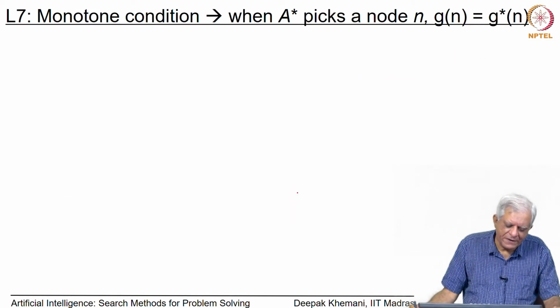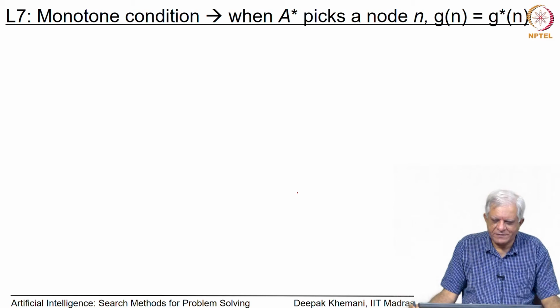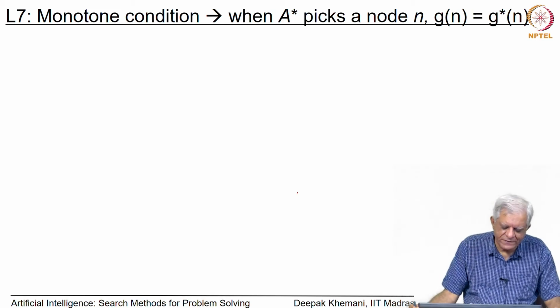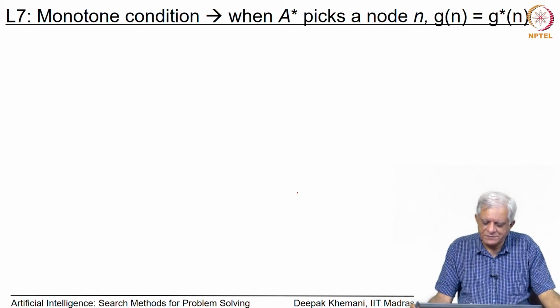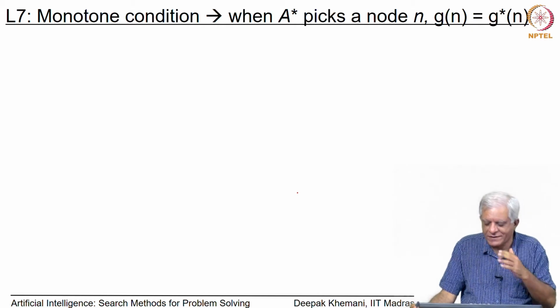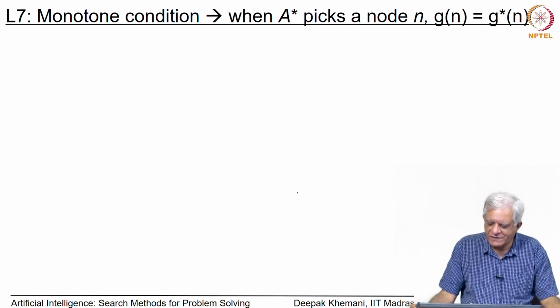Now, the lemma that we want to prove, we have already proved 6 lemmas, including the fact that A star is admissible and including the fact that a more informed heuristic function will explore less of the space. This is the last of the series of lemmas that we want to prove, and it says that if the monotone condition is true, then when A star picks any node n, it has found the optimal path to that node n, or in other words, at the point when A star picks n, g of n is equal to g star of n, which is the optimal path.